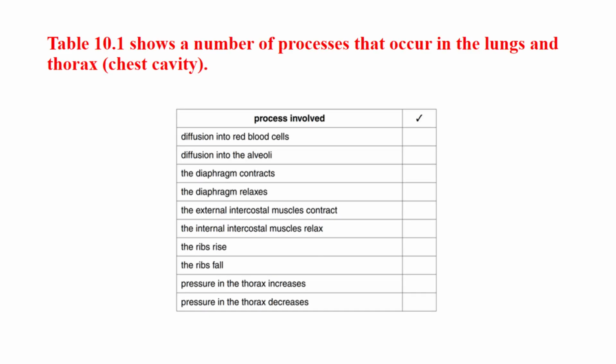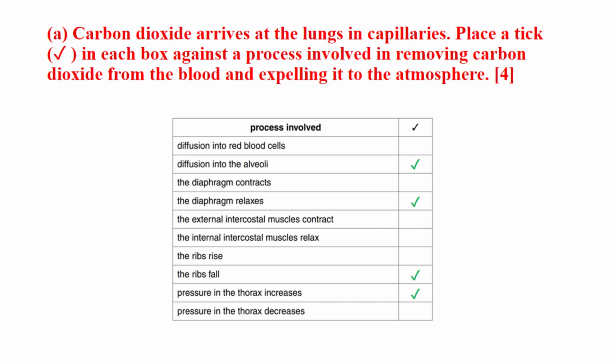Table 10.1 shows a number of processes that occur in the lungs and thorax. In part A, place a tick in each box against a process involved in removing carbon dioxide from the blood and expelling it to the atmosphere.